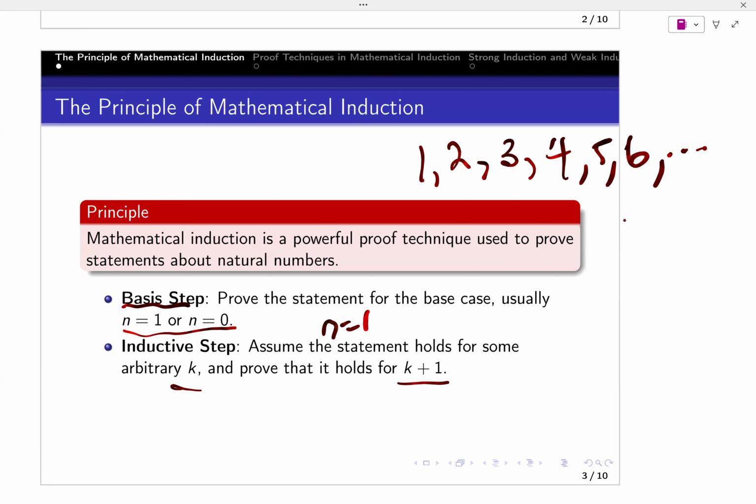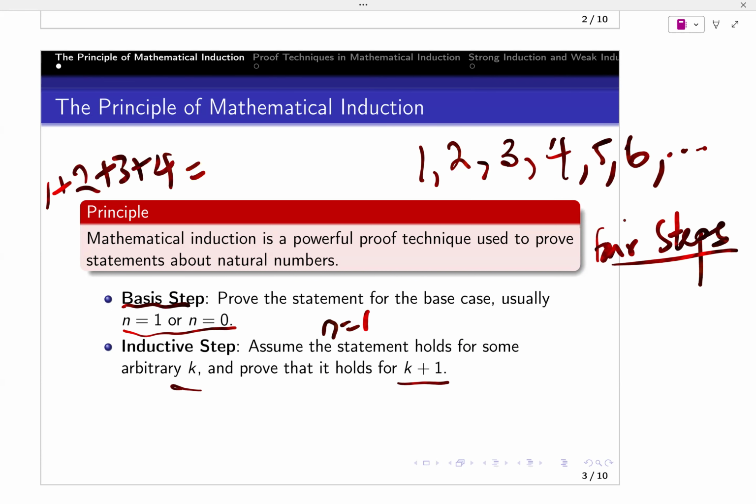Now, in my own practice, I actually break this down into 4 steps. Whatever statement you're making, for instance, the very popular one I've been talking about: 1 plus 2 plus 3 plus 4, all the way up to any value n, is equal to n times n plus 1 divided by 2. That is, if you want to add from 1 to any number, you take that number, multiply it by the next number, and divide by 2.